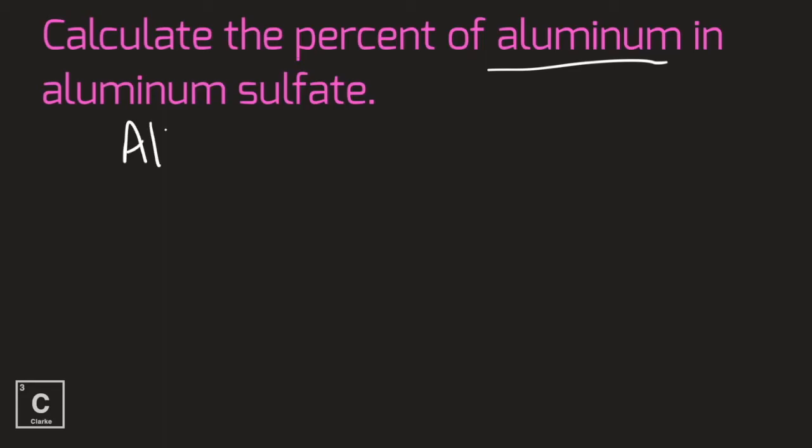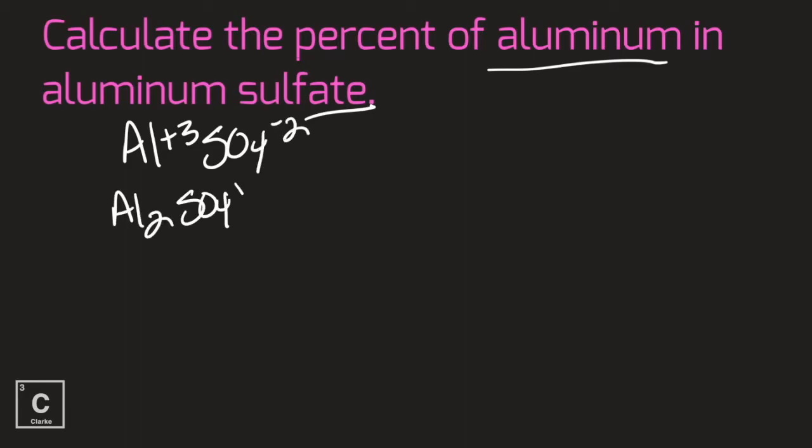Aluminum, that's a metal that has a charge of +3. Sulfate, that tells us polyatomic ion, SO4 2-. So we need Al2(SO4)3. Guys, if you need help writing formulas, I'm going to link that video up above. Okay, so aluminum, we've got 2 of them, sulfur, 3, and oxygen, 12.